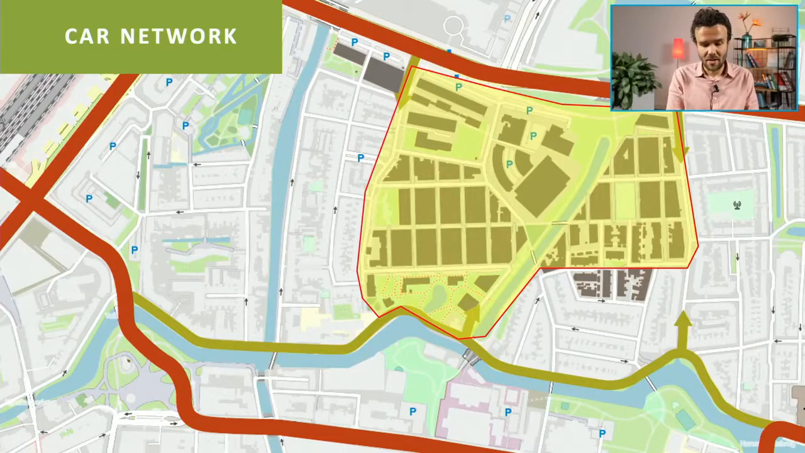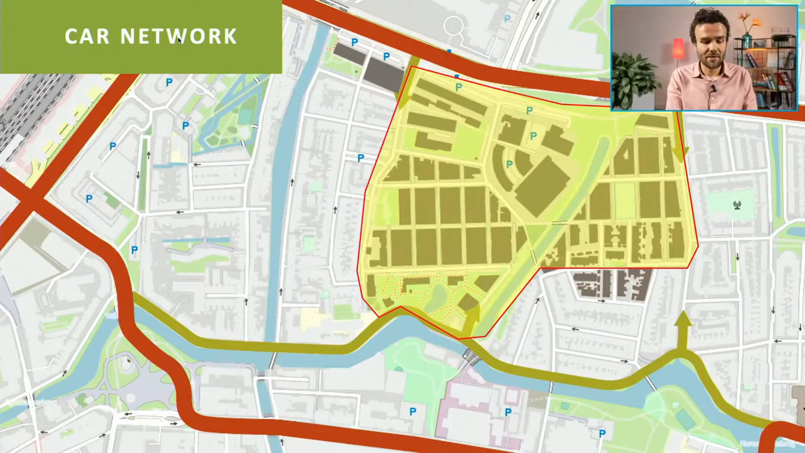In green, or the brownish green, those are 30 kilometer per hour distribution roads. It's a bit of a Leiden special, not recommended, but it does kind of work. And each of the white streets you see in the middle, those are all access roads, all 30 kilometer per hour, and will not necessarily have separated bicycle facilities, for example. So this is the car network.